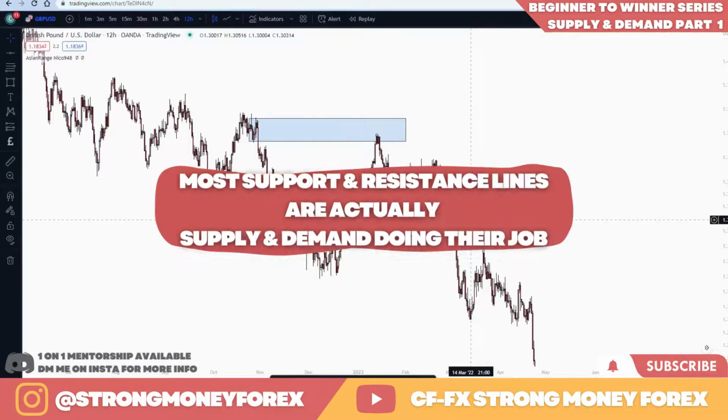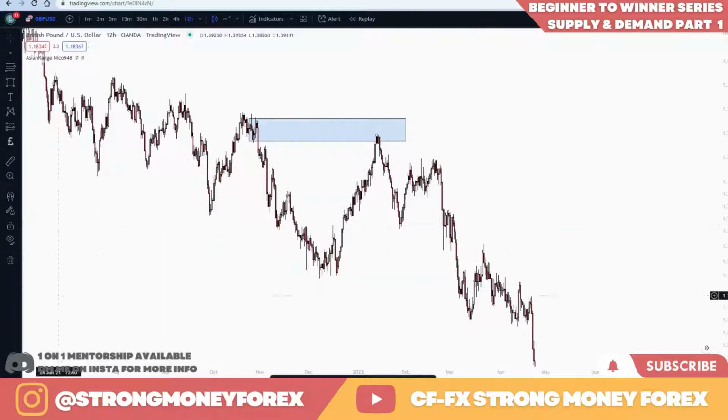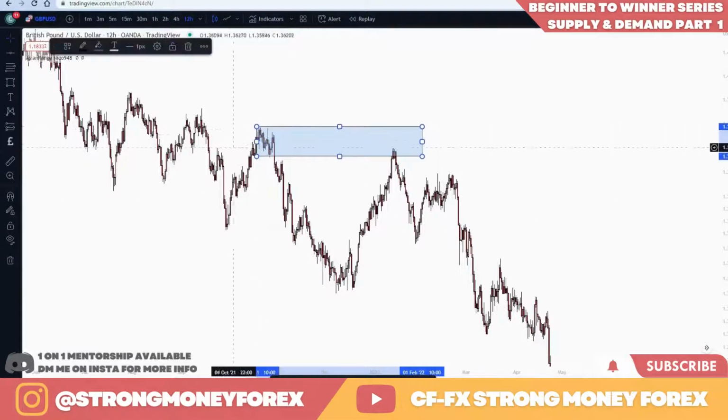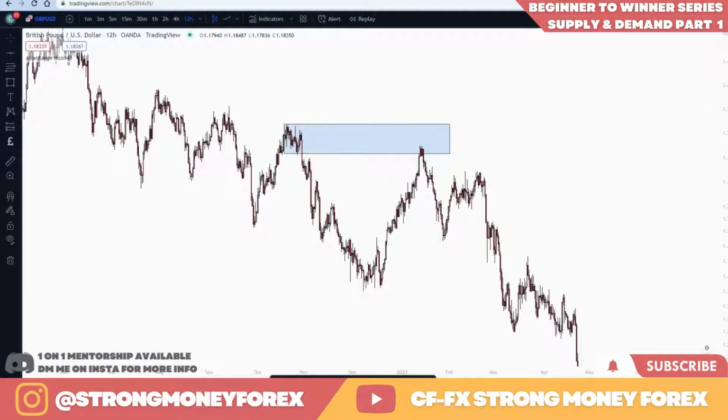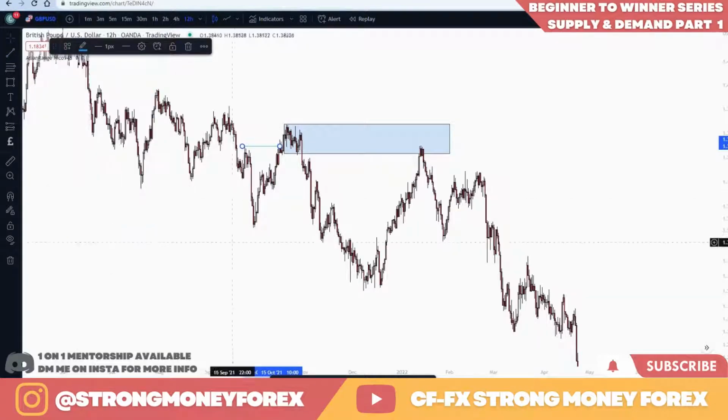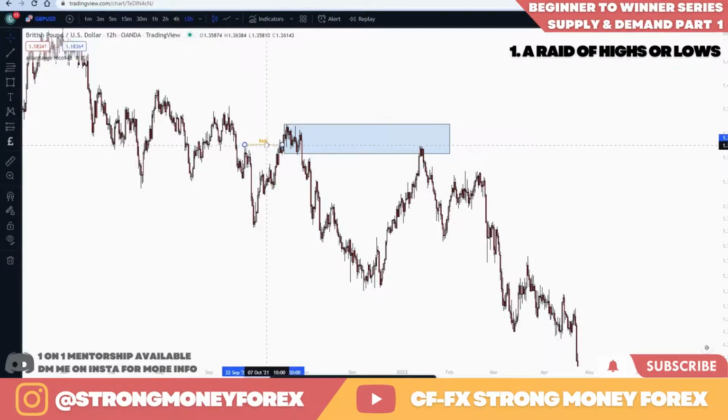So there's 3 things that we need to qualify a supply or demand zone. First, we need a push up before push down for supply. Okay, we usually want these areas, so that whole area is the supply zone, we usually want these areas to clear out liquidity to the left, what we call raiding of the highs. So we want these areas to push up and clear out liquidity to the left. Okay, that's the first thing.